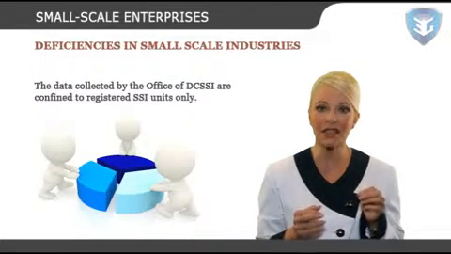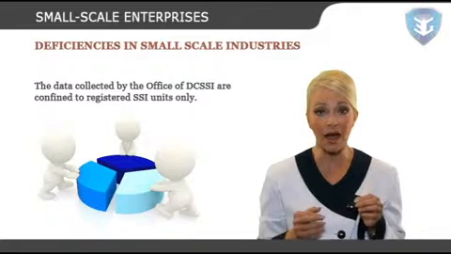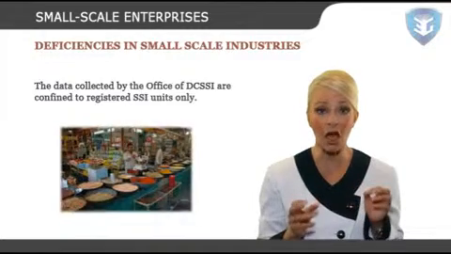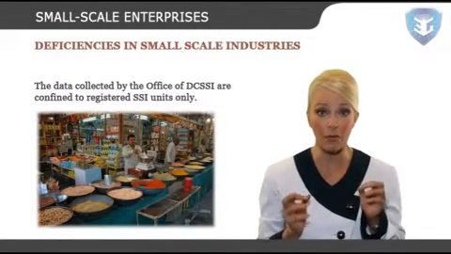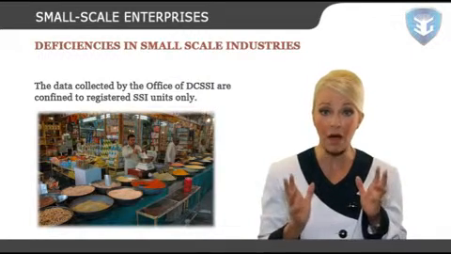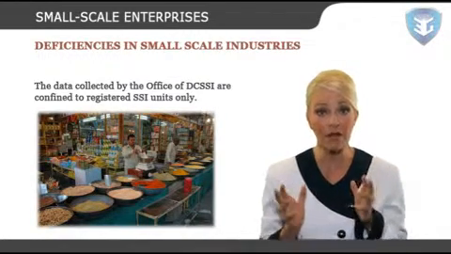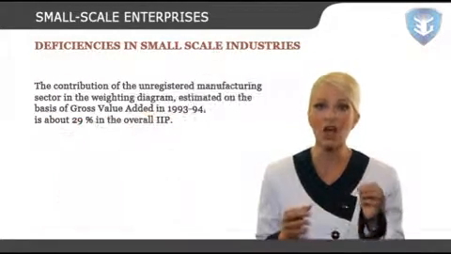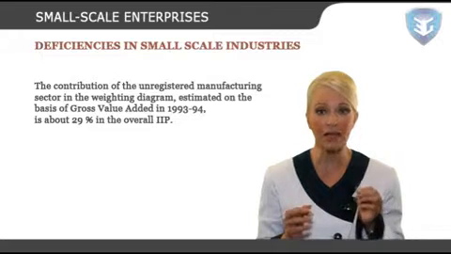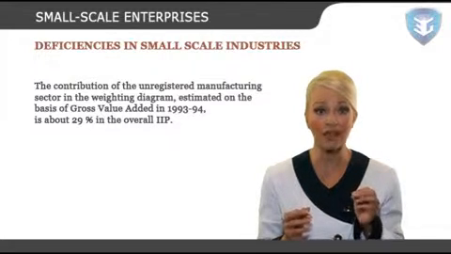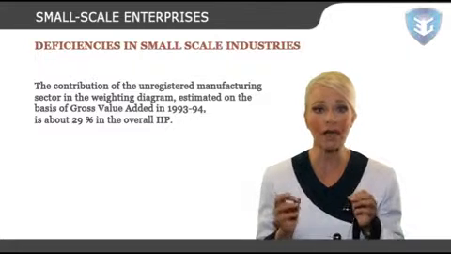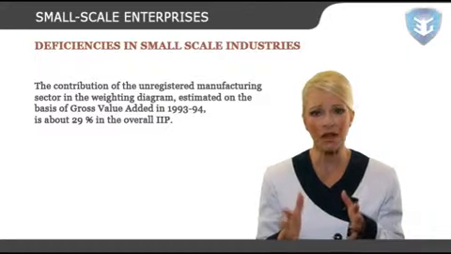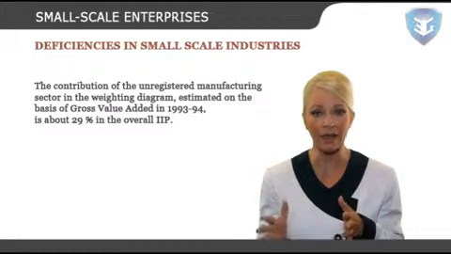The data collected by the Office of DCSSI are confined to registered SSI units only. There does not exist a system of removing closed units from the frame of registered units, as the information regarding such units is not regularly available. The contribution of the unregistered manufacturing sector in the weighing diagram, estimated on the basis of gross value added in 1993-94, is about 29% in the overall IIP.